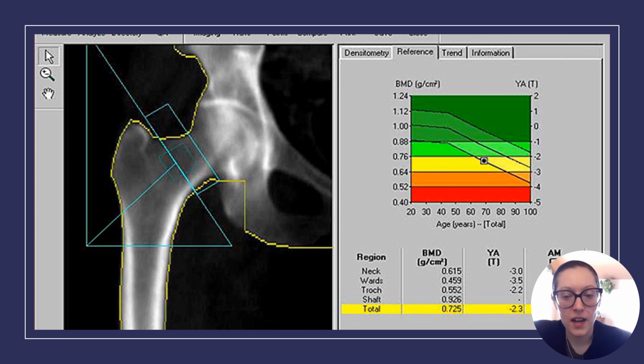So this slide is just an example of how we can look at body segments. This is actually an image of the hip where we can track change in bone mineral density over time in a specific joint.